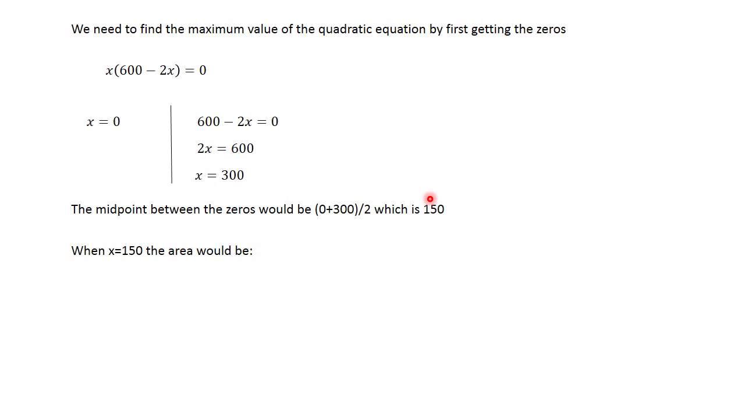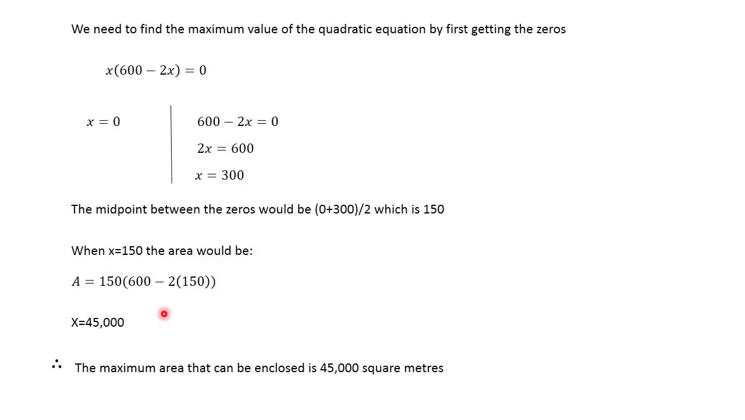When x is 150, the area would be 150, here's your x, times 600 minus 2 times 150. That's going to give us our maximum area, because we use 150 since that was where we knew the maximum was. When we do the math, it works out to 45,000. So we can now come up with our answer. The maximum area that we can enclose is 45,000 square meters. And that's all she wrote.